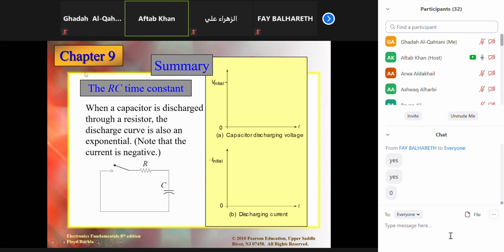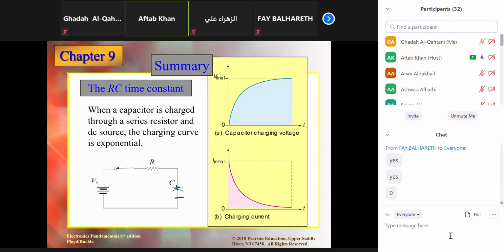So let's see now what we are going to do. We remove the battery from here and the capacitor is fully charged. This is the positive terminal, this is negative. Now, why is it positive? You go back to the previous slide and you will see. The terminal which is connected to the battery's positive is positive. You can see this one. The upper terminal is positive, and the other is negative because it is connected to the negative. That's why.